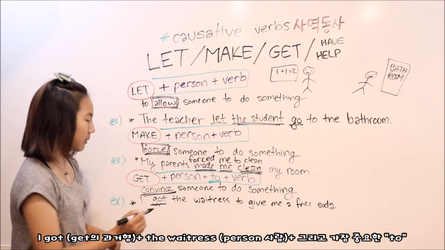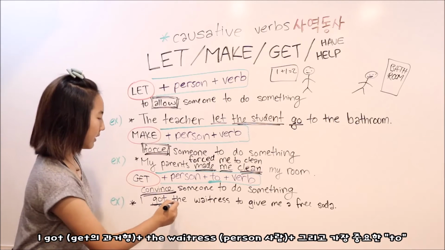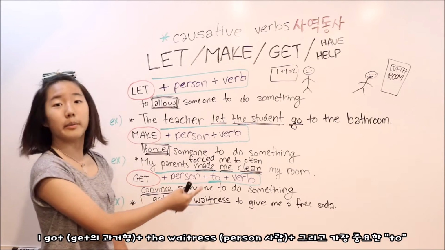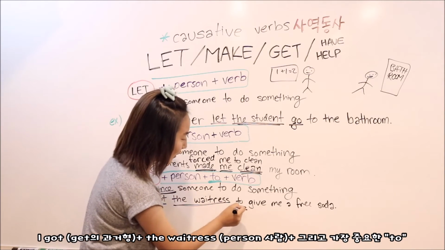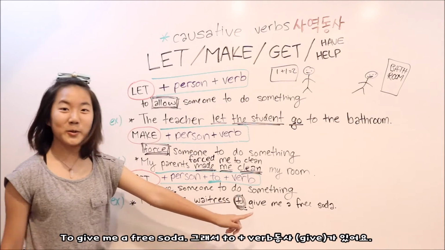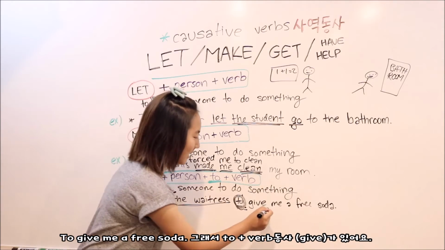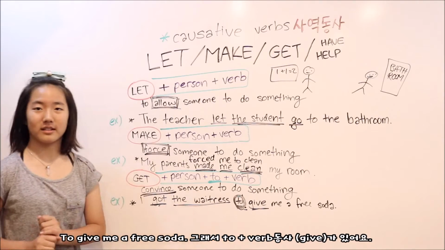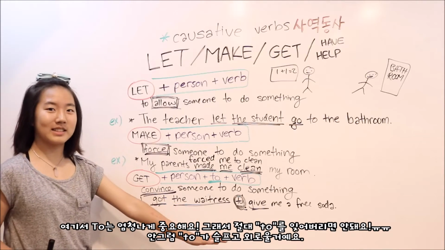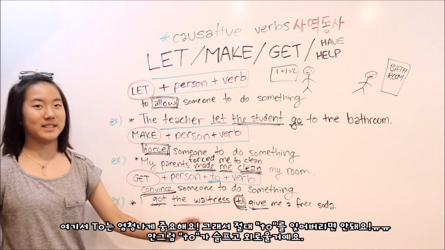I got, past tense of get, the waitress, which is the person, and then the very important to give me a free soda. So give being the verb. And this to is extremely important. So do not forget the to. It will be sad and lonely.